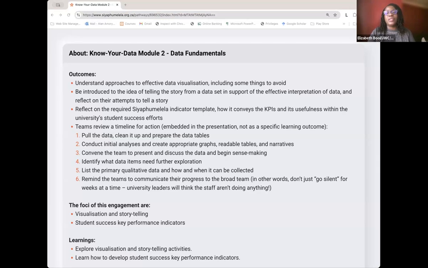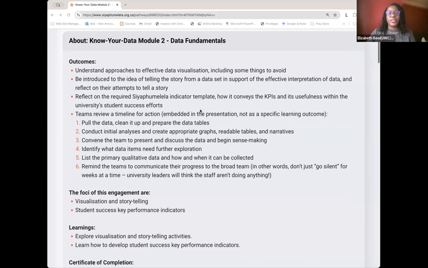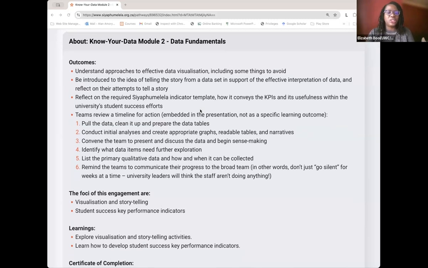And later on, we're going to take you through the Siyaphumelela KPIs, which are our key performance indicators that we report on, that were agreed upon with the funder in terms of the report that we submit at the end of each year. Charles will take you through that while I take you through the first part of the introduction to data visualization. Charles, do you have anything to say before we begin with today's session?